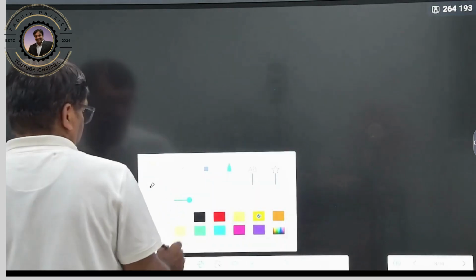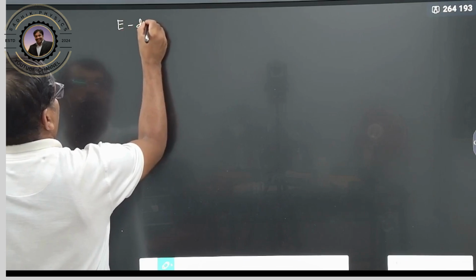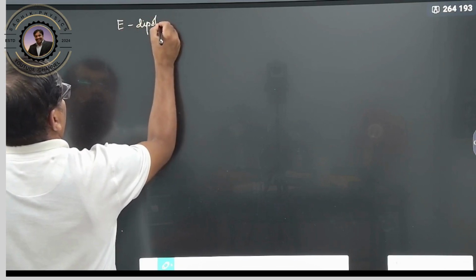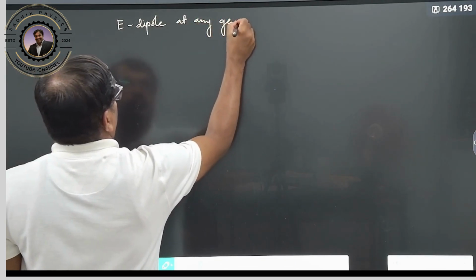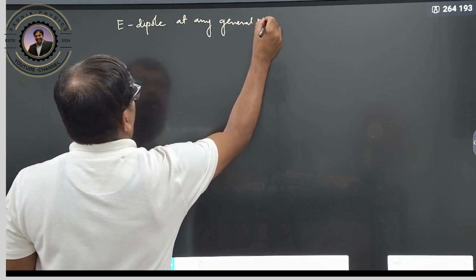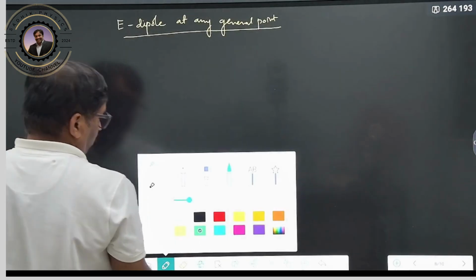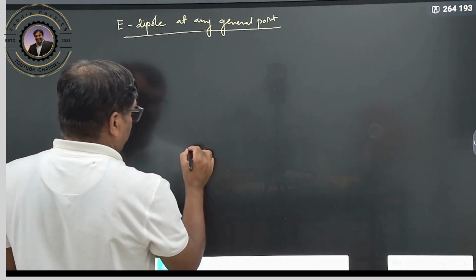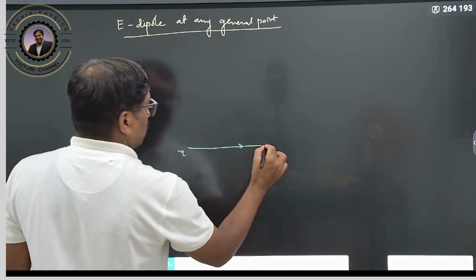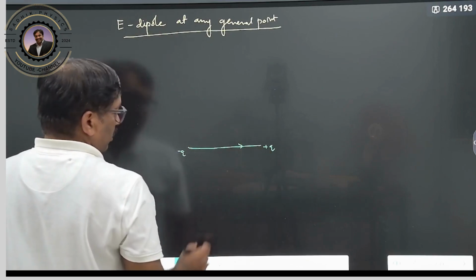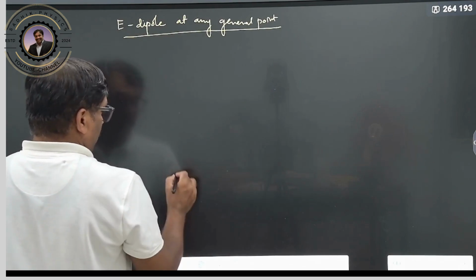Right. So, electric field due to a dipole at any general point. Listen carefully now. This is one short dipole we are going to take now. This is one dipole, that is minus q, and this here is plus q. Clear? Right? So let us see now. Here minus q.